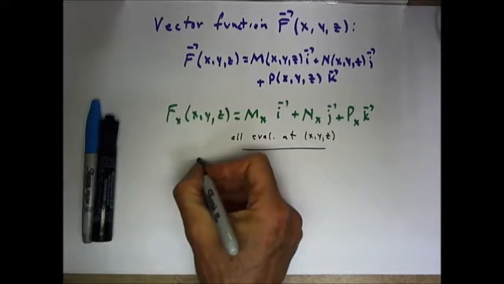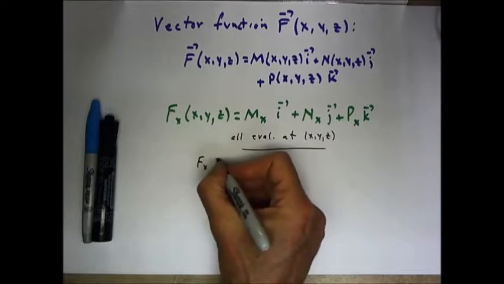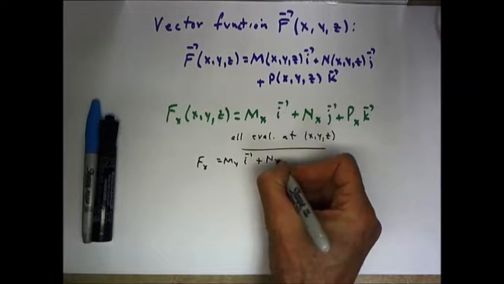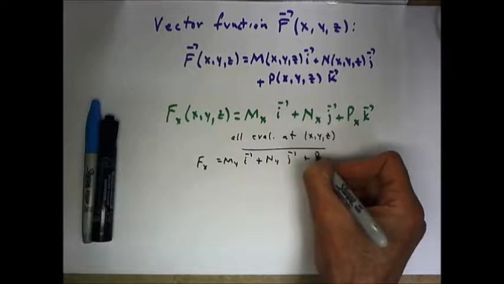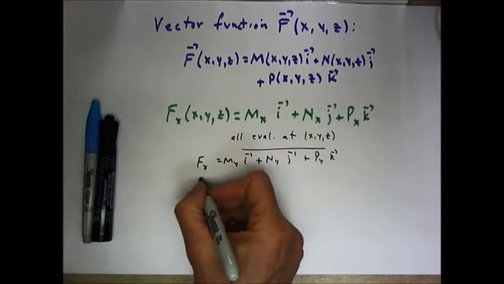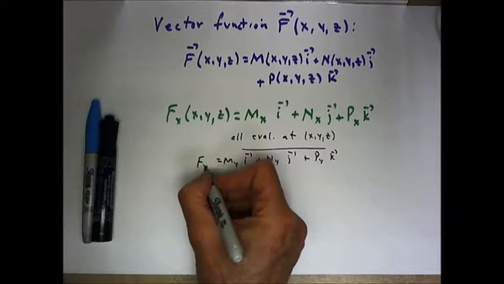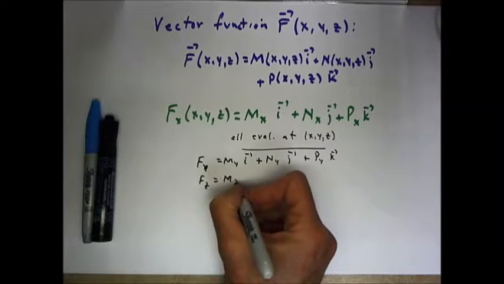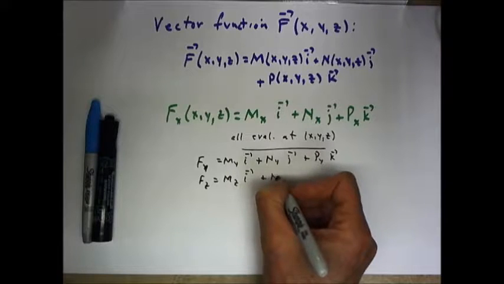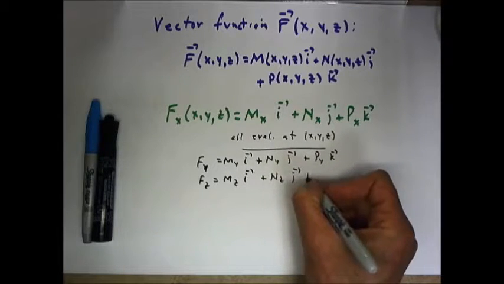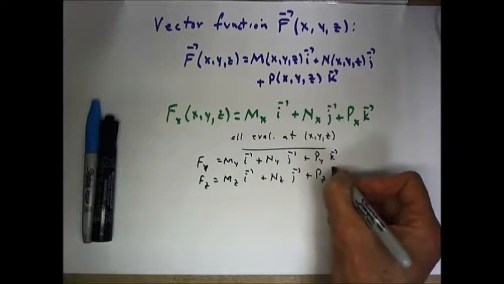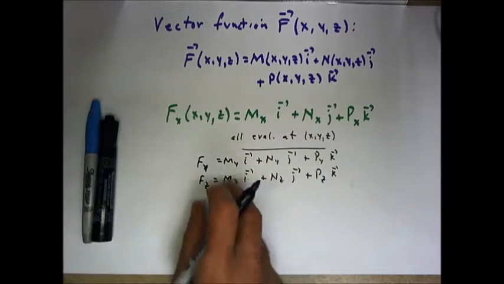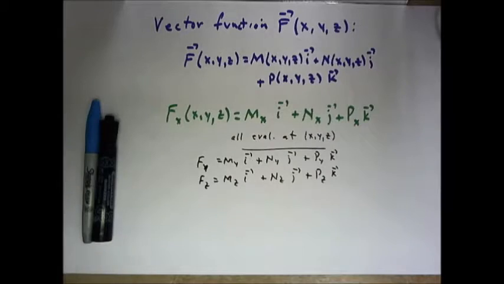And we can also just quickly write out the fact that fy equals my i plus ny j plus py k, and that's fy, and fz equals mz i plus nz j plus pz k, where these are the obvious y and z derivatives of our component functions.